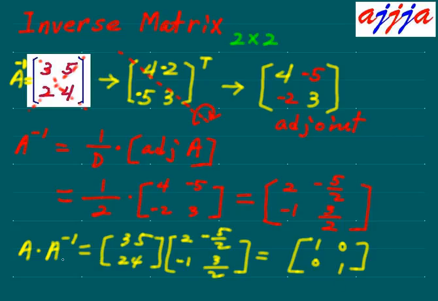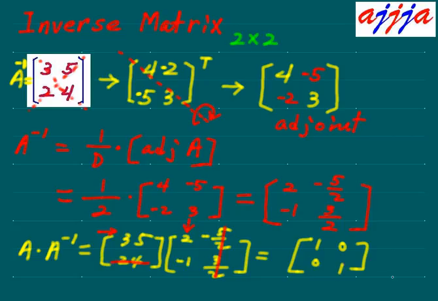We gotta check. When you multiply these matrices, you multiply row and column. You know that, right? 3 times 2 is 6, 5 times negative 1 is negative 5, which gives 1. We're right. What about this one? This row and this column: 2 times 2 minus 4 times negative 1. Actually, negative 1 means minus, so it's going to be 0. What about 3 times negative 5 over 2 plus 5 times 3 over 2? That's 0. Then the bottom one and this one is going to be 1.